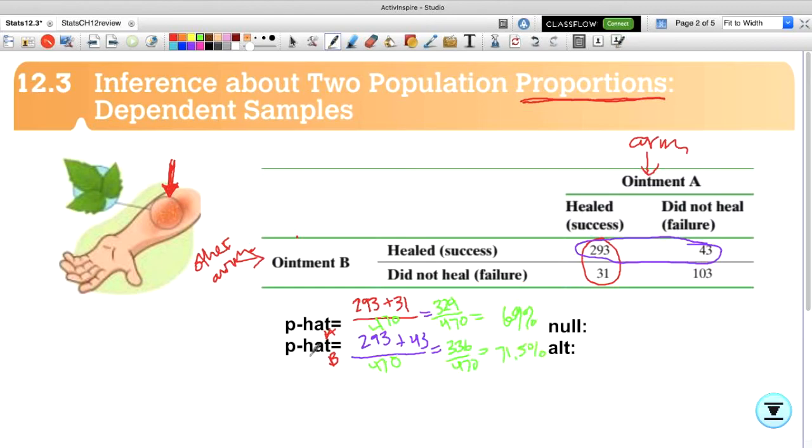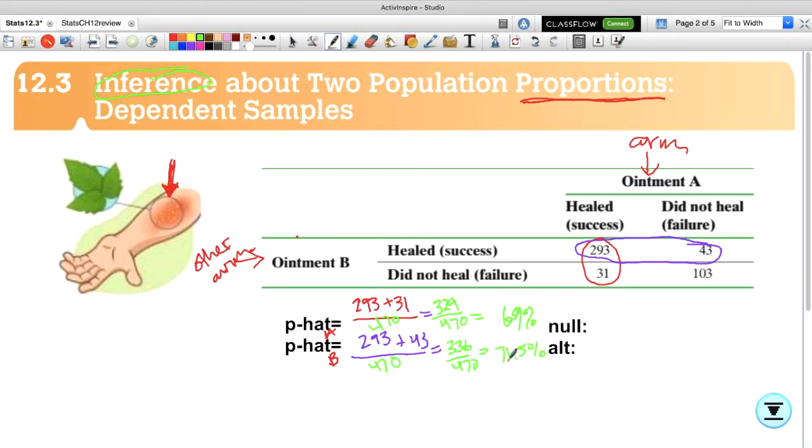What this means, because we're dealing with the proportion of A, is that we could say 69% of all the people were healed by ointment A, and 71.5% of people were healed by ointment B. Now, we could compare those, but what we really want to do is an inference, which means some sort of hypothesis testing to determine if that is statistically significantly different or not.